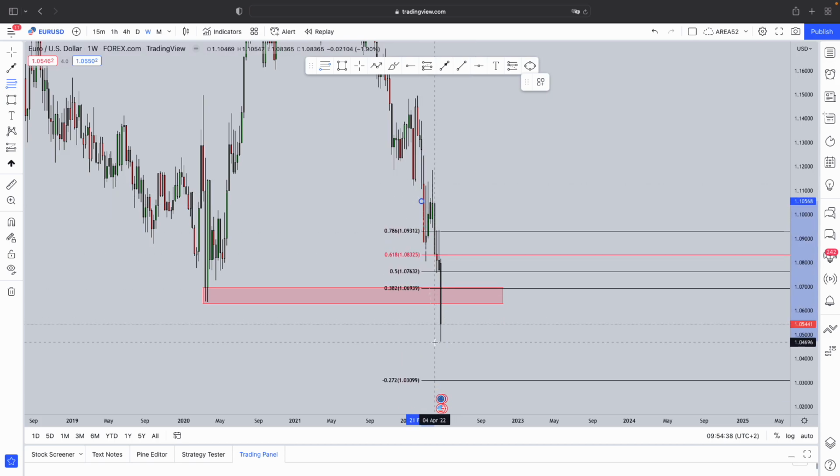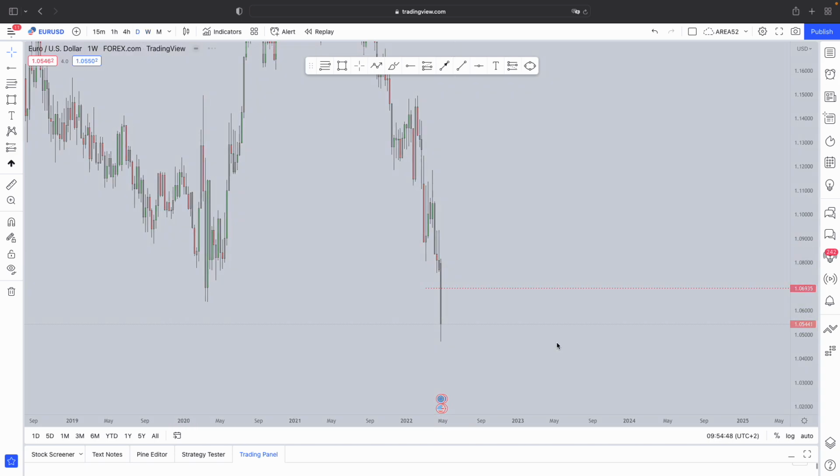Clear impulse, take that Fibonacci from the high to the low. You can see we do have this confluence of the 0.382 that we can expect the market to pull back to before that continuation, because we expect the dollar index to just decrease in value there as well.